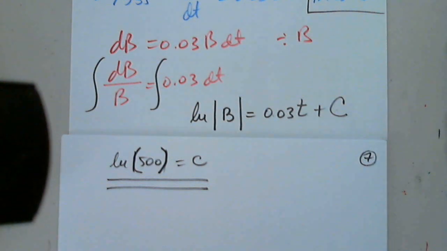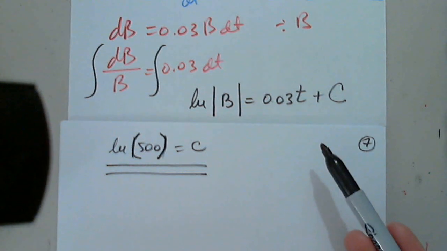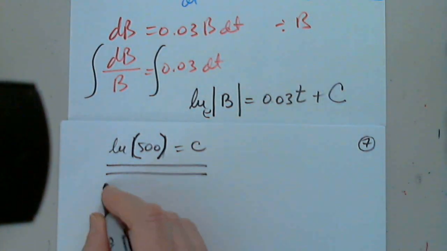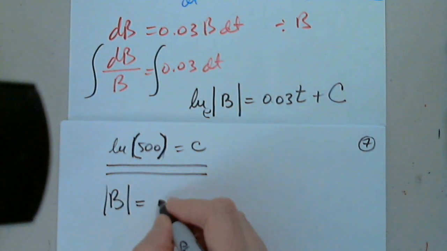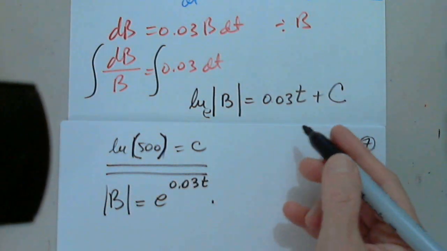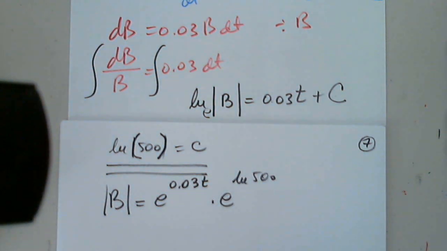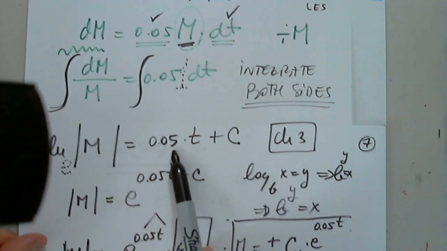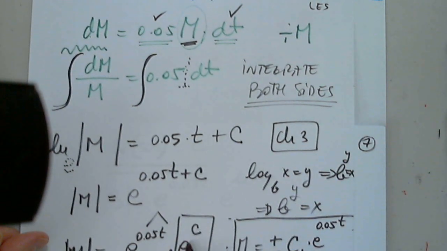Good. So I can put it back in. I can write the solution first or put it back in first, it doesn't matter. So the absolute value of b equals e to this: e to 0.03 t plus natural log of 500. So I separated already: e to 0.03 t times e to natural log of 500.